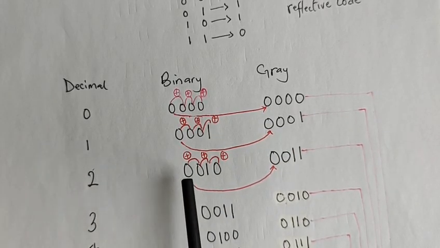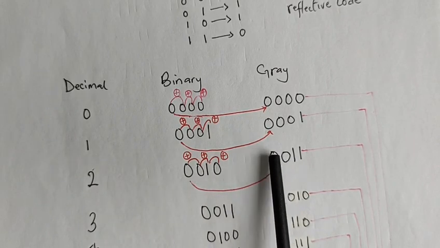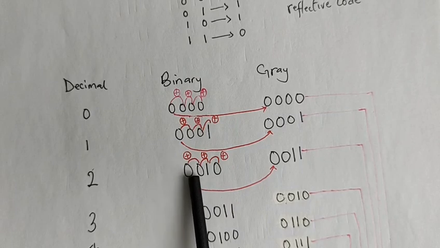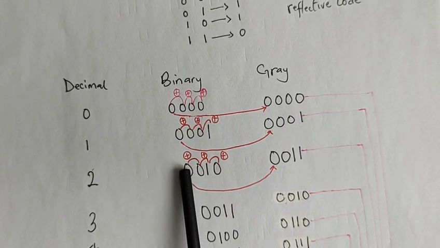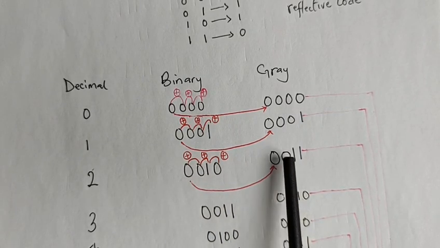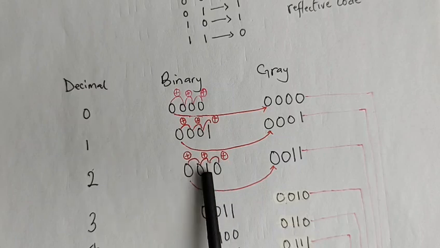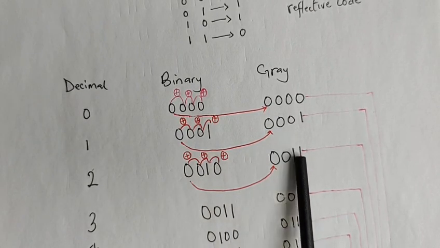Let's go to 2. 2 is going to be 0,0,1,0. We'll take the first digit, which is 0, and then we'll begin to perform the XOR operation. 0 XOR 0 is 0. 0 XOR 1 is going to be 1. 1 XOR 0 is going to be 1.